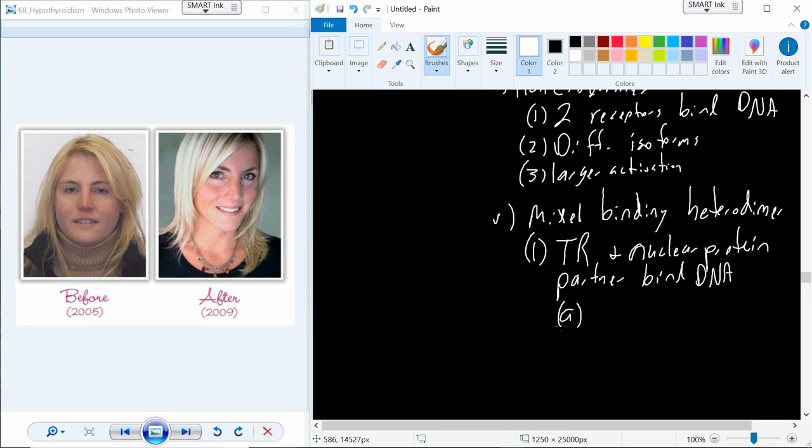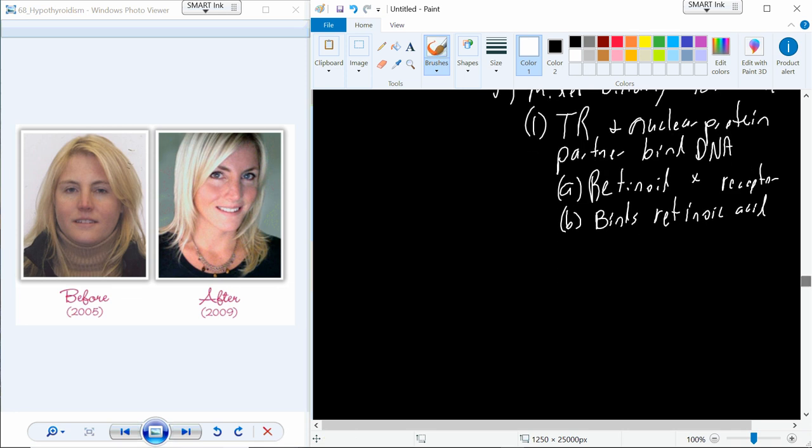One of the more common mixed binding heterodimers is the retinoid X receptor. So retinoid acts as the nuclear protein. It binds retinoic acid and then results in activation of yet another set of genes. So remember, thyroid hormones are similar to what we saw with sex steroids. They are lipophilic, hydrophobic, and so they cross through the membrane and then act through that intracellular mechanism where we have DNA binding and upregulation of gene production leading towards protein production, leading towards physiological changes.